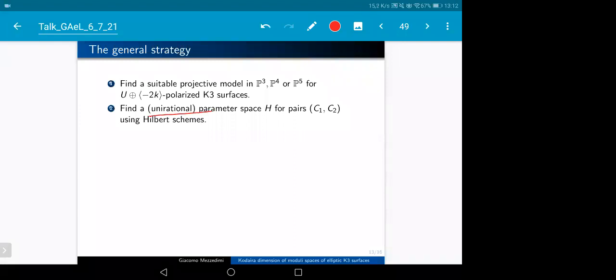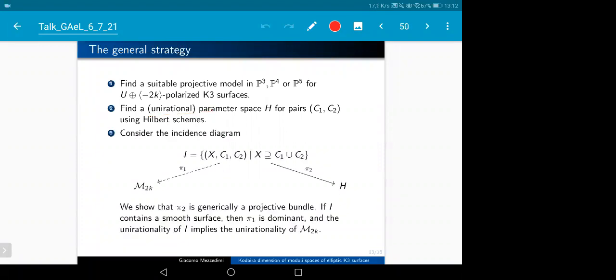And as soon as we have successfully parameterized pairs of curves, we can consider the following incidence diagram. So H parameterizes pairs of curves with the properties that we want. And then we consider the following parameter space I of K3 surfaces X, so of complete intersections, let's say, in projective space containing this pair of curves. And well, that's very close to the end because we have chosen this H to be unirational. And we show this projection pi2 to be generically a projective bundle. So this says that also I is unirational.